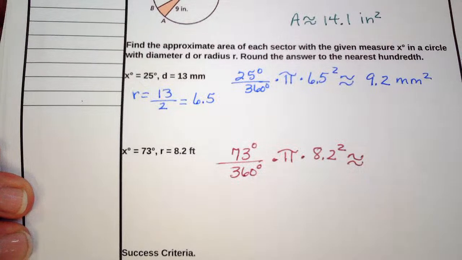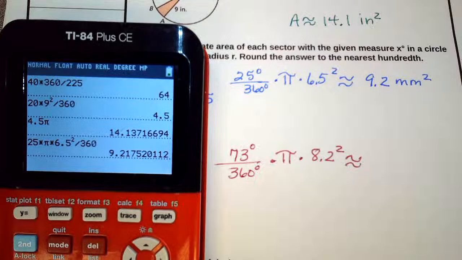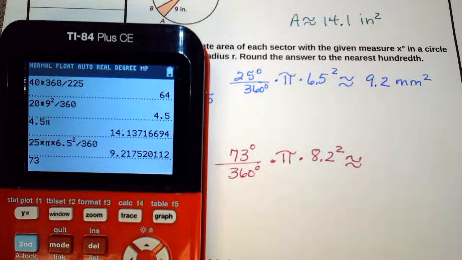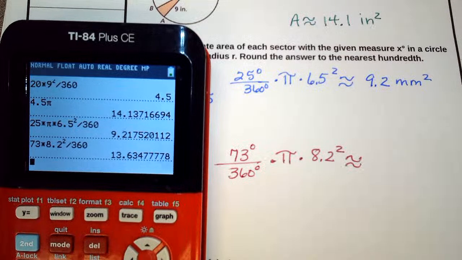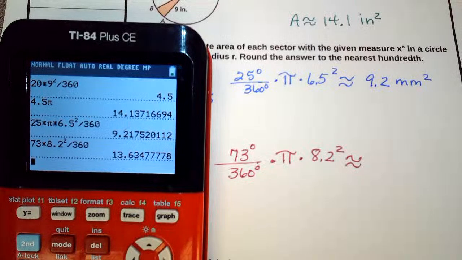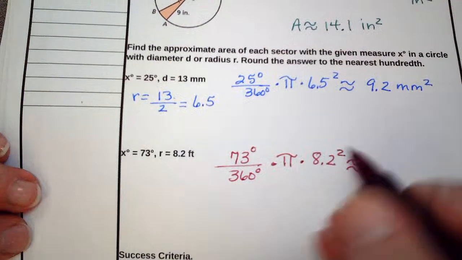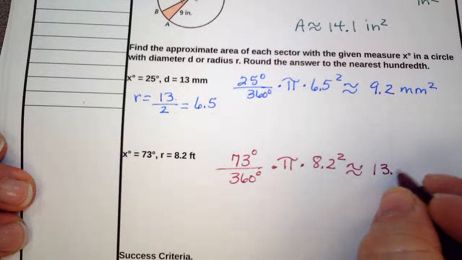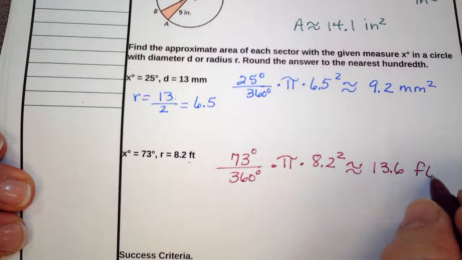Once again, I can do all of this in one step. 73 times 8.2 squared divided by 360. And I get 13.63, approximately 13.6. I come over here and this is feet squared.